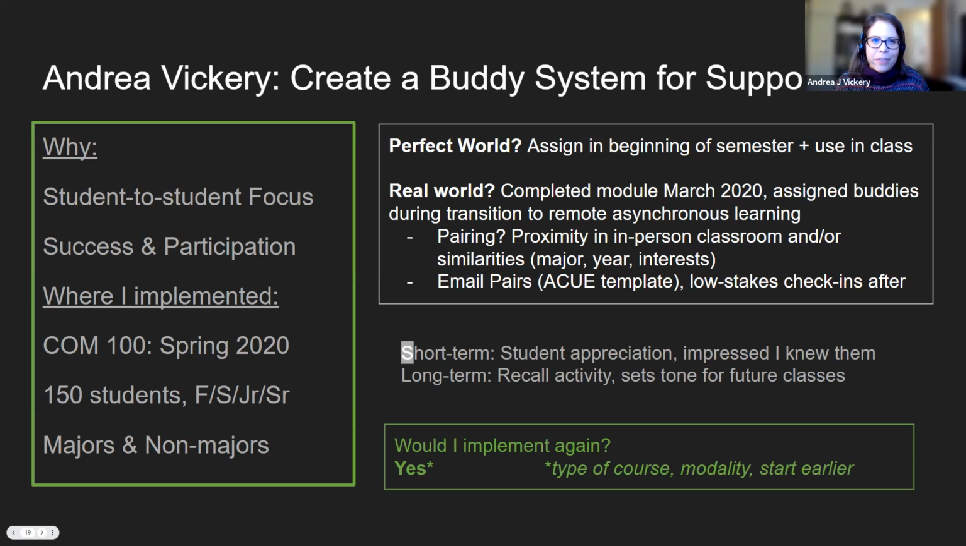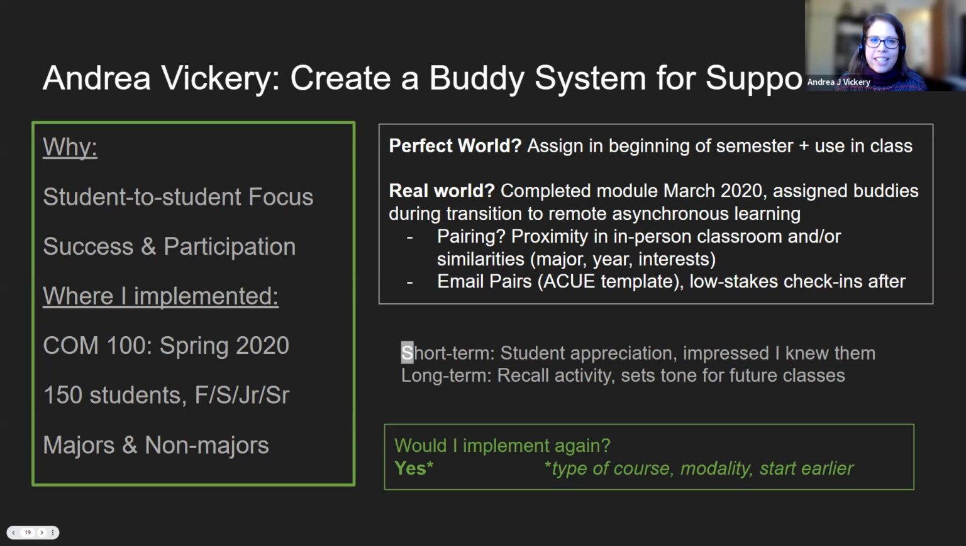I said, if we are going to shift to remote, these students that have started to build friendships in classes are going to lose that. We need to have someone other than me there in their corner with them. So I picked this activity and said, all right, let's see how this goes.